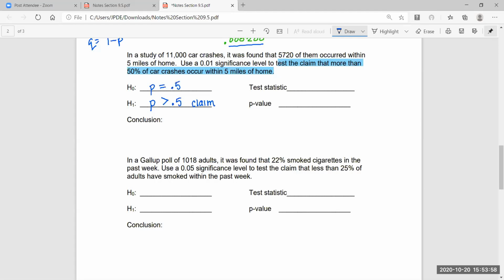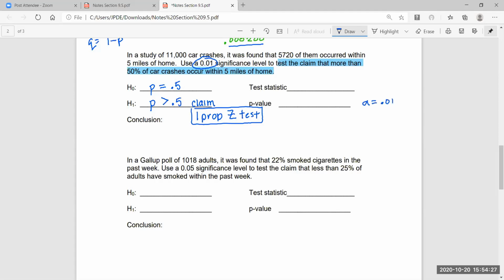They could have used the word majority instead of more than 50%. So we have one proportion. We're going to do a 1 prop z test, and we're going to use that test to get our test statistic and our p-value. As long as we're here, let's just remind ourselves, this is a 0.01 significance level. So you can write over here, alpha equals 0.01.